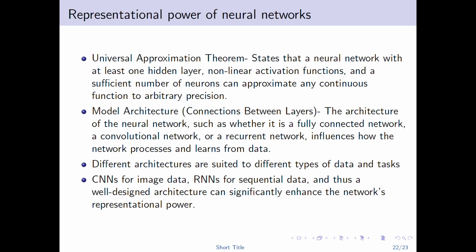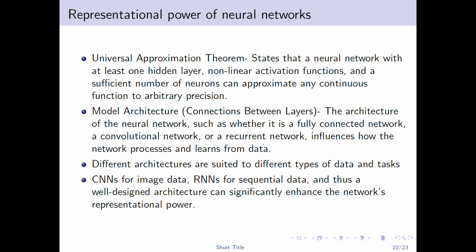Then there is another important theorem that states that a neural network with at least one hidden layer and non-linear activation functions and a sufficient number of neurons can approximate any continuous function to arbitrary precision. That theorem is called the universal approximation theorem. It states that the neural network must have at least one hidden layer, a non-linear activation function, and a sufficient number of neurons. Then that type of neural network can approximate any continuous function to arbitrary precision.